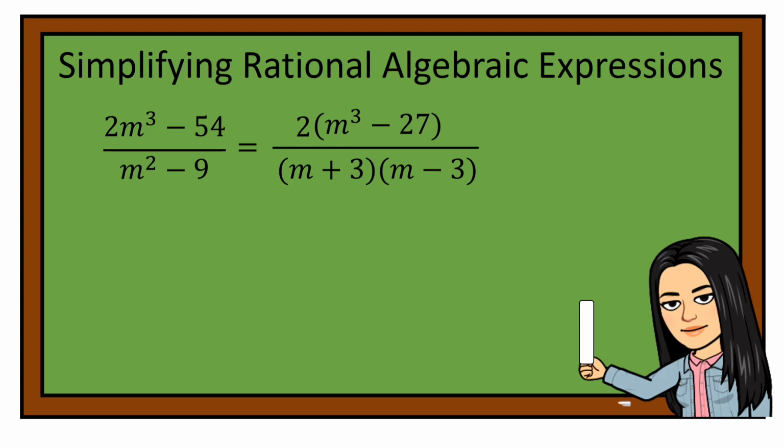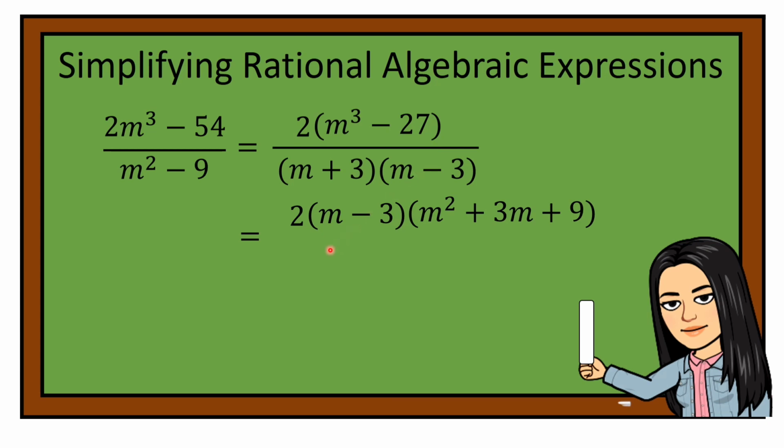So take a look again at the numerator. In our numerator, we have here m cubed minus 27. And m cubed and 27 are both perfect cubes. So this is the difference of two cubes. So therefore, we can apply factoring the difference of two cubes. So that would be equal to, let us copy 2, and then getting the factors of m cubed minus 27, we have here m minus 3 times the quantity m squared plus 3m plus 9.